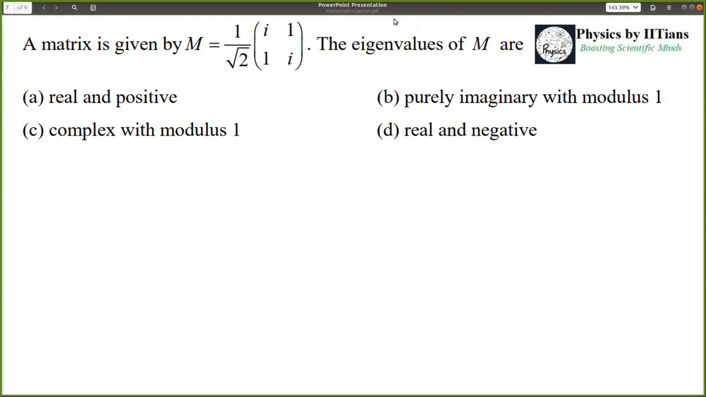Let me write here. The property of eigenvalues is, suppose a matrix A has eigenvalues lambda, then if you multiply this matrix by some number, suppose k, then the kA matrix will have eigenvalues k lambda. Means the multiplication in the matrix will simply multiply the eigenvalues with that number. Similarly, for our matrix M, that is 1 by root 2 times iota 1 1 iota.